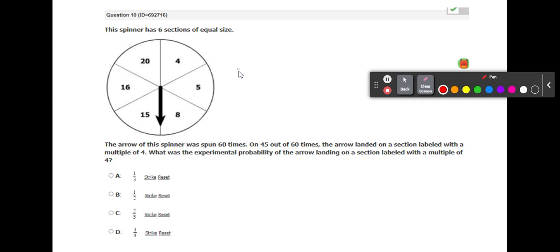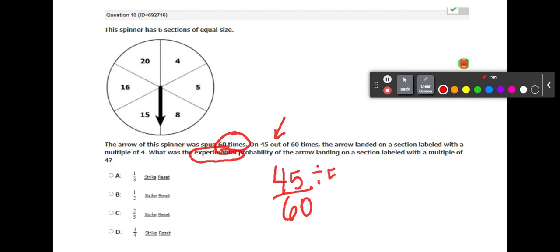All right, last question. This spinner has 6 sections. The arrow of this spinner was spun 60 times. On 45 out of the 60 times, the arrow landed on the section labeled with a multiple of 4. What was the experimental probability of landing on a multiple of 4? Well, they told us right here that it's 45 out of 60. And then we're going to simplify by dividing the top and bottom by 5, I think will work. So 45 divided by 5 is 9. And 60 divided by 5 is 12.